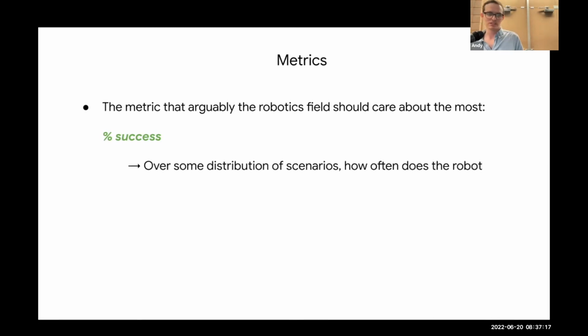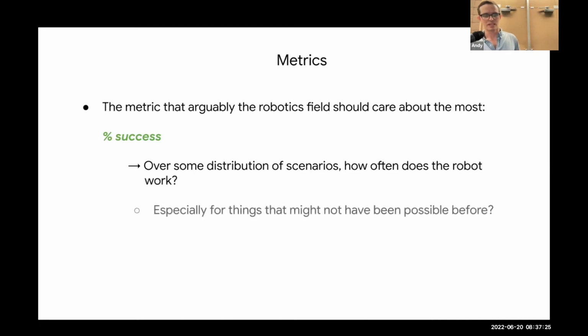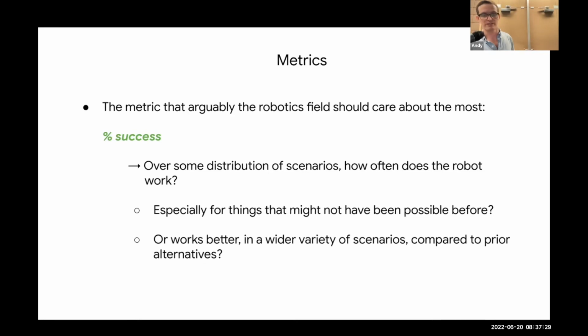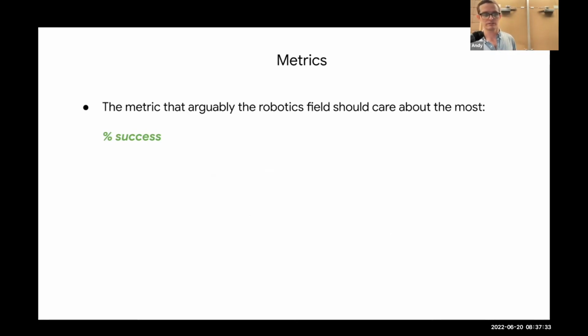Of course, it's more subtle than that. It's % success over some distribution of scenarios. How often does the robot work? That is the question. Especially for things that might not have been possible before, or does it work better in a wider variety of scenarios, some wider distribution compared to prior alternatives.